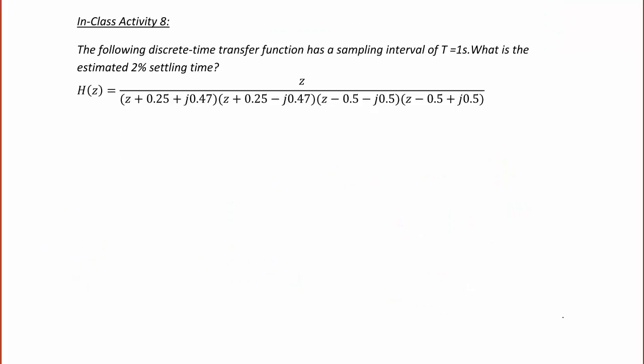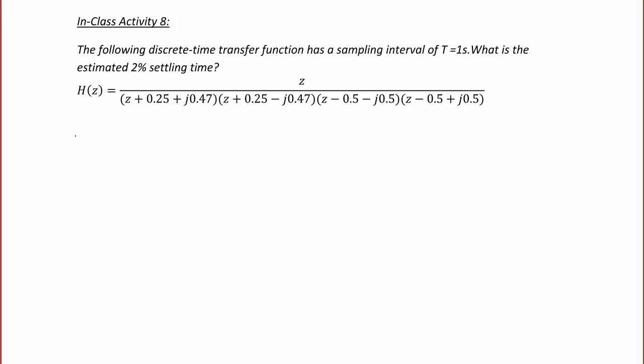And now let's do the final activity in today's lecture. The following discrete time transfer function has a sampling interval of t equal 1 second. What is the estimated 2% settling time? H of z is equal to z over z plus 0.25 plus j 0.47 times z plus 0.25 minus j 0.47 times z minus 0.5 minus j 0.5 times z minus 0.5 plus j 0.5. The good news is we have two pairs of complex conjugates here. So I actually only have to do the calculation for the settling time twice.